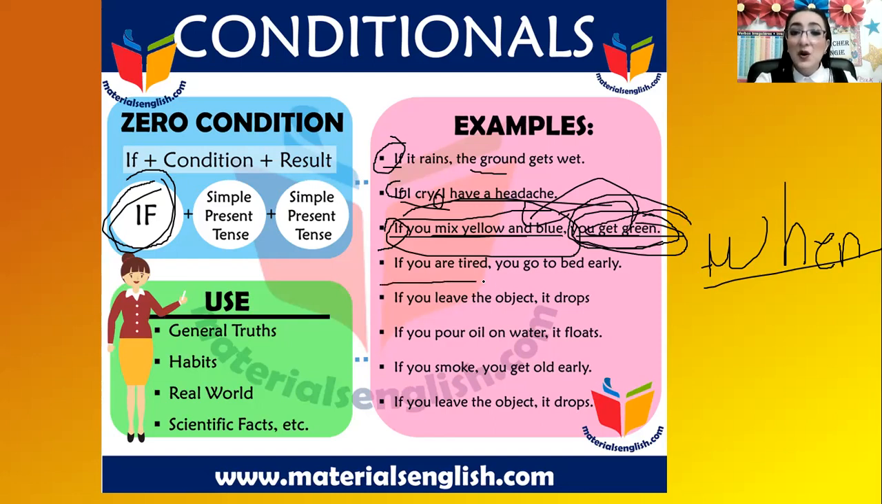If you are tired, can we use the verb to be? Yes, indeed, because remember the verb to be is in present simple. If you are tired, you go to bed early. It is a situation, it is your condition, and this is going to be the result that you are going to be having. If you're tired, you go to bed early.